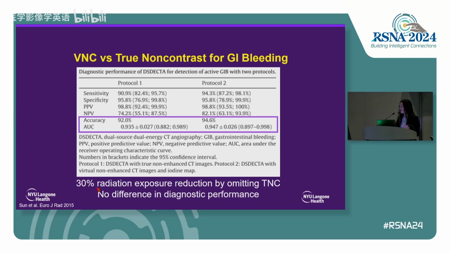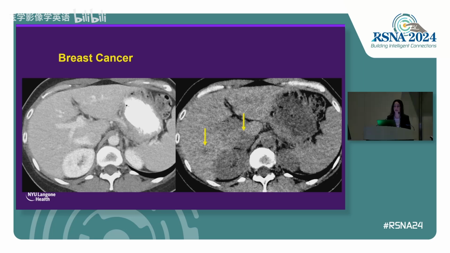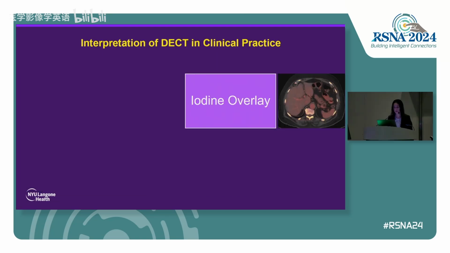But there was a 30% radiation exposure reduction, so similar diagnostic ability, but less radiation to the patients. Last example in this category, we have an axial portal venous phase image in a patient with breast cancer, which looks normal to me. But if you look at the virtual non-contrast from the same acquisition, you can see these metastases, which you can't see on the portal venous phase because we know sometimes breast cancer metastases can be isodense. So this is a nice application of virtual non-contrast images.